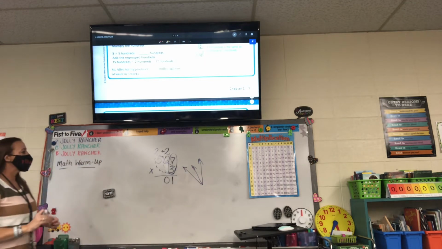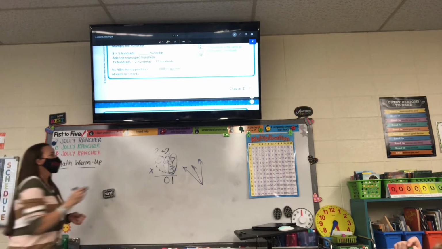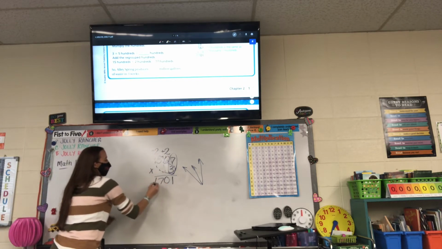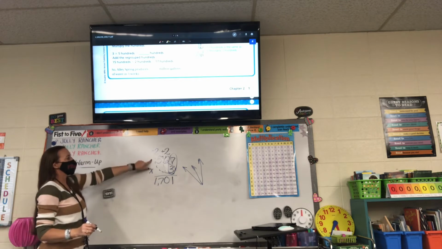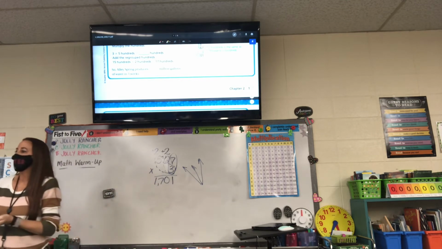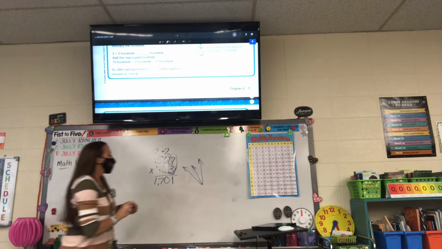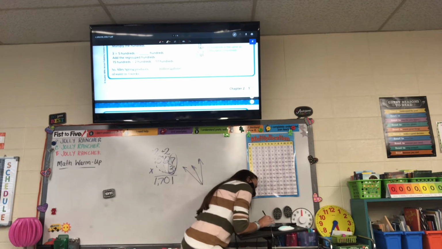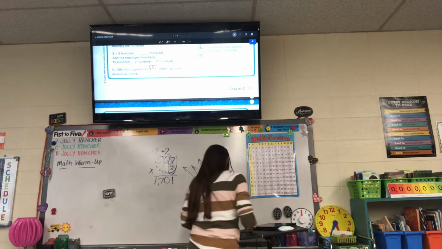Okay, 3 times 5 equals 15, plus 2 more, 17. Now we go ahead and put that 1 down here because we've already used up all our top numbers, so we have nowhere to carry that to, so it can come down below. Very nice. So 1,701 million gallons.